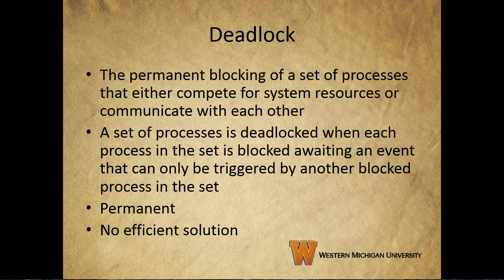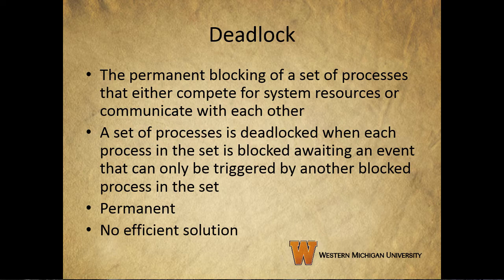So, when we're talking about deadlock, we're talking about the permanent blocking of a set of processes that either compete for system resources or communicate with each other. That set of processes is deadlocked when each process in the set is blocked, awaiting an event that can only be triggered by another blocked process in the set. Deadlock is permanent because none of the events is ever triggered, so none of these processes that are deadlocked can ever make any kind of progress.